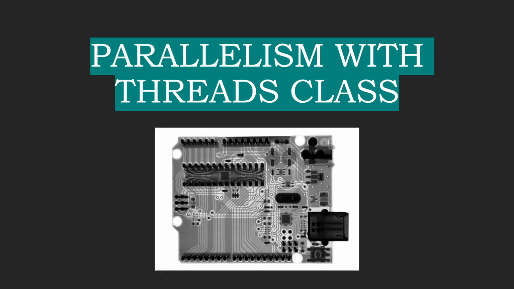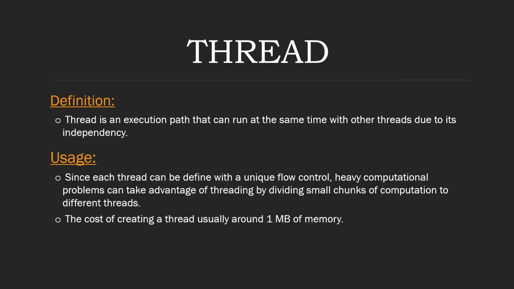Now let's talk about threads. First, we will talk about the definition of a thread. A thread is an execution path that can run at the same time with other threads due to its independence. Since each thread can be defined with a unique flow control, heavy computational problems can take advantage of threading by dividing small chunks of computation into different threads. The cost of creating a thread is usually around 1 megabyte of memory.